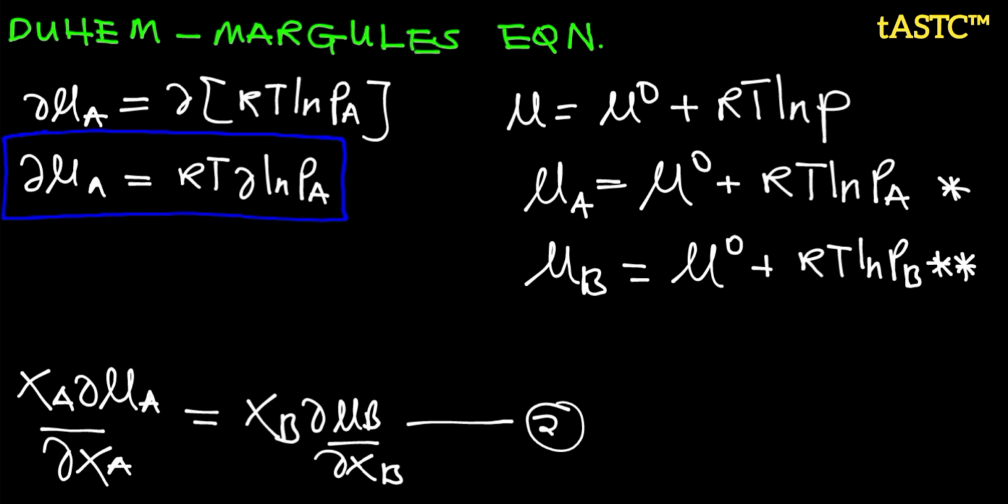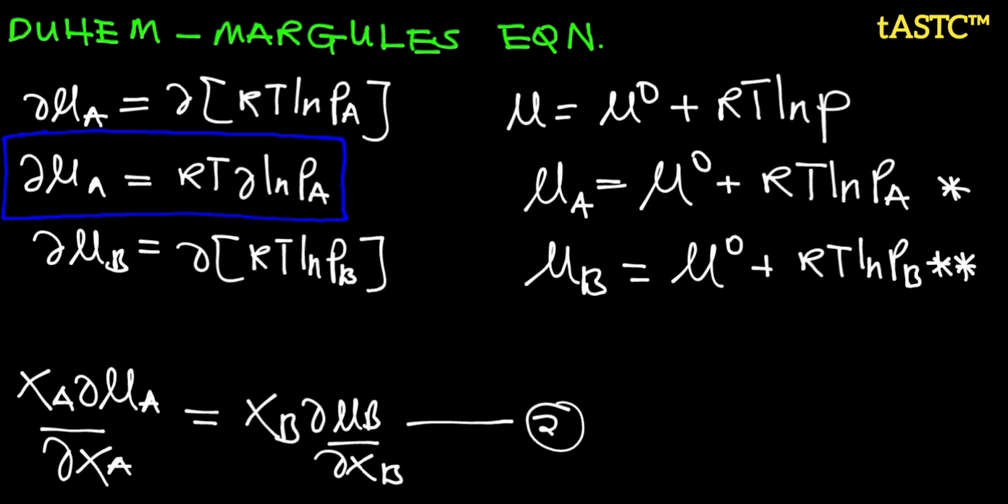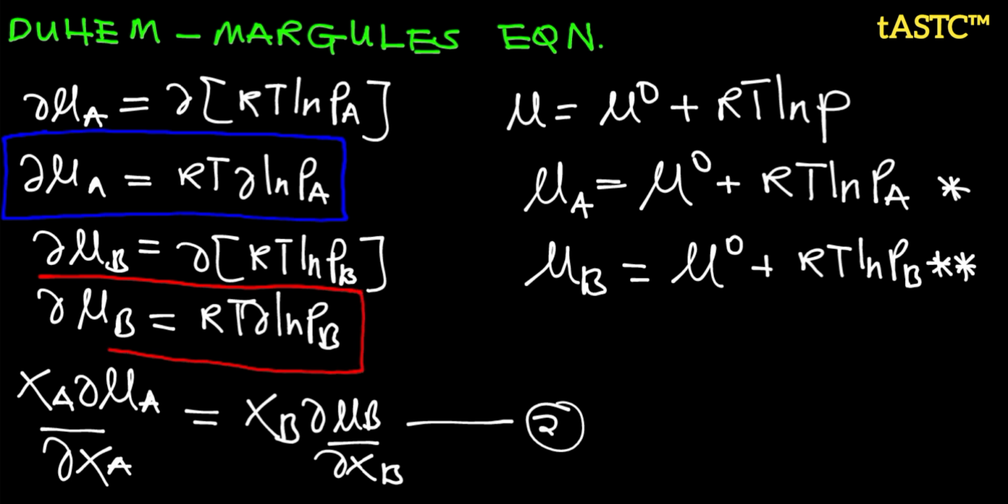Now let us try it for the other one. If we try it for the second component, that should give us something like this. This will be d of RT ln PB, right? And so d mu b is equal to RT d ln PB, right? So this will be the second. This is the second equation.